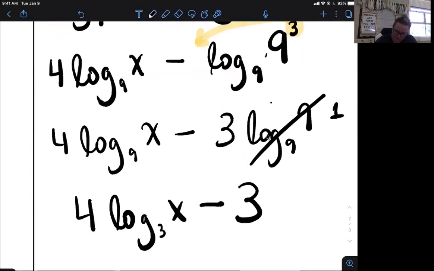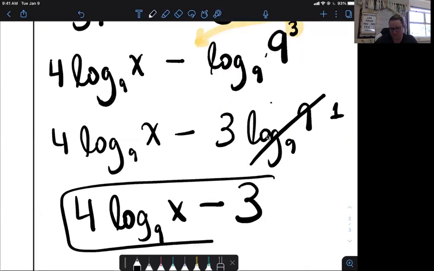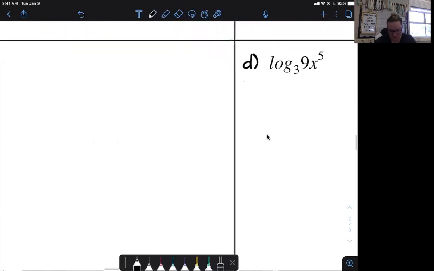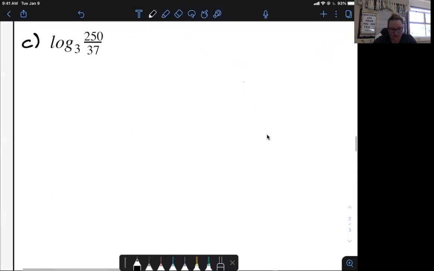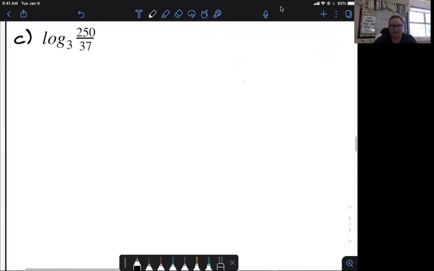I don't know why I wrote a 3 there, just kidding. There we go. Let's keep moving on. All right, go ahead and try part C on your own.